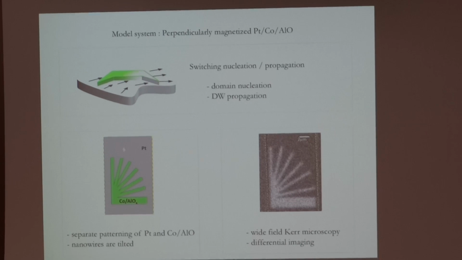a differential wide field Kerr image, where you can see that only the fingers are magnetic and the pad is entirely non-magnetic. I remind you that the differential image is just made by subtraction of two images before and after, so you don't see any topological contrast.